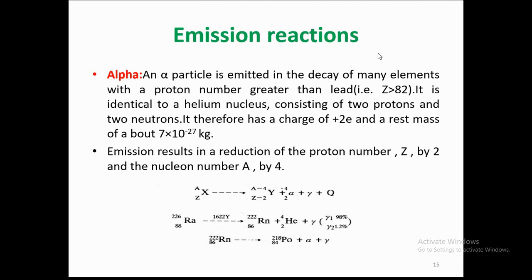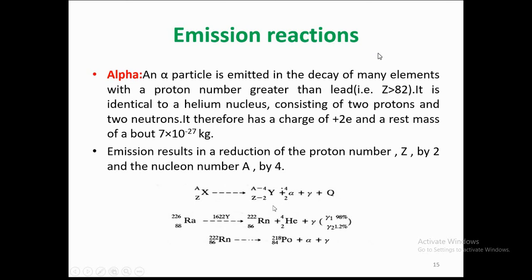Because of having high charge and high mass, it has specific properties that I will speak about in the following slide. In the equation below, as you can see, we have a mother radionuclide that decays to a daughter radionuclide, and beside them we have the alpha particle, which is sometimes shown as a helium nucleus.